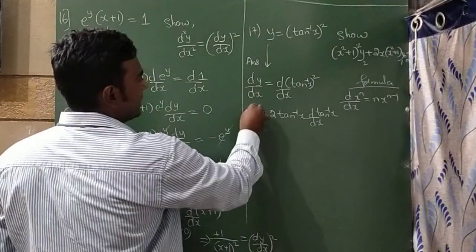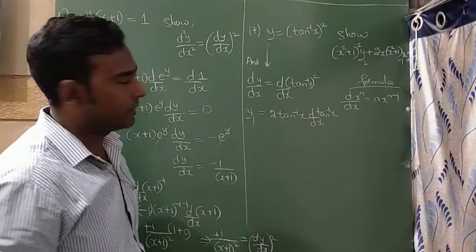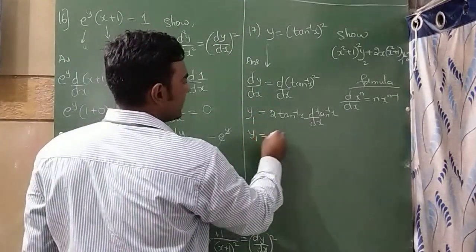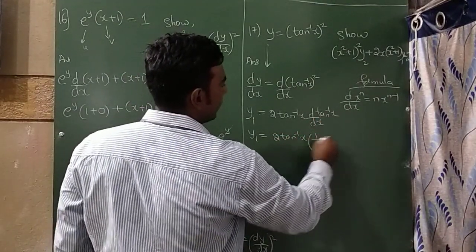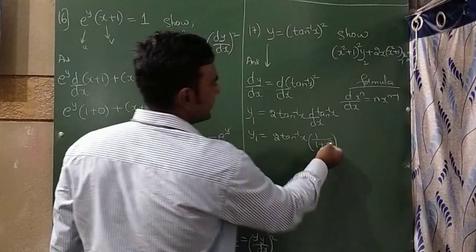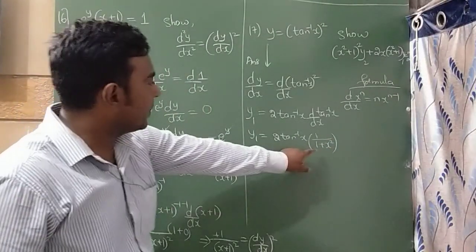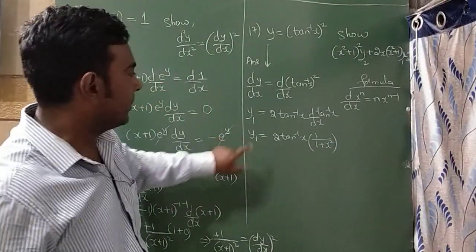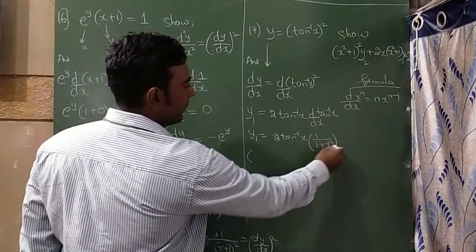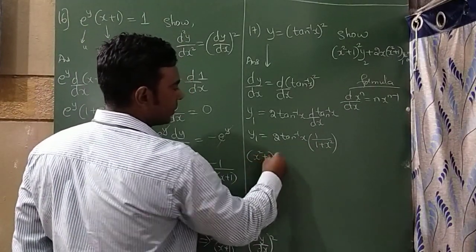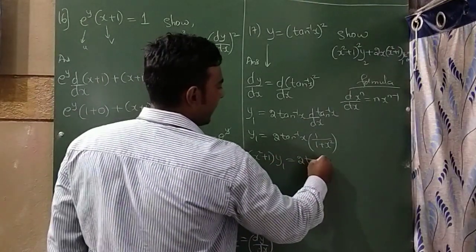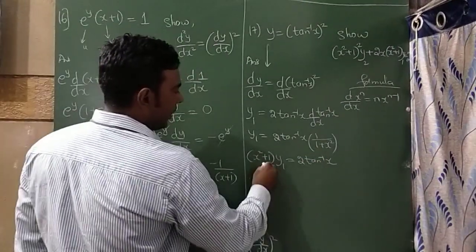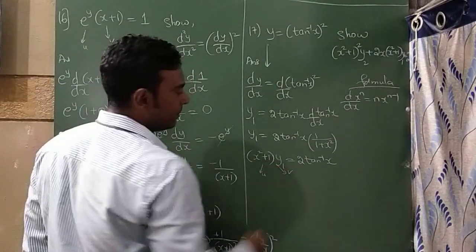Now dy by dx is considered as a y1. Okay, so y1 is equal to 2 tan inverse of x, d by dx of tan inverse of x is 1 plus x square. This is the formula. Now cross multiply this. This cross multiply here. So you can also write 1 plus x square can be written as like this also. Okay, so 2 tan inverse of x. Now this will become u and this will become v.